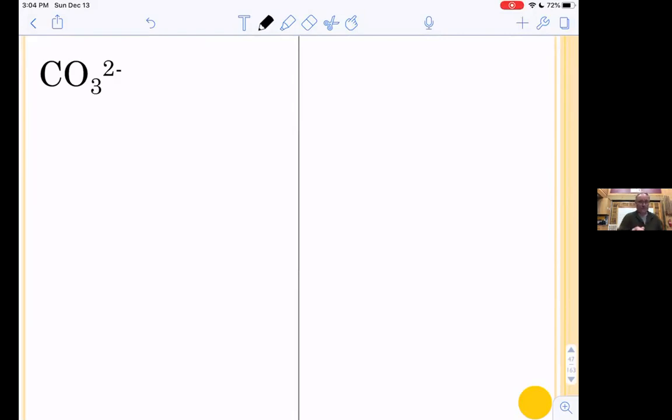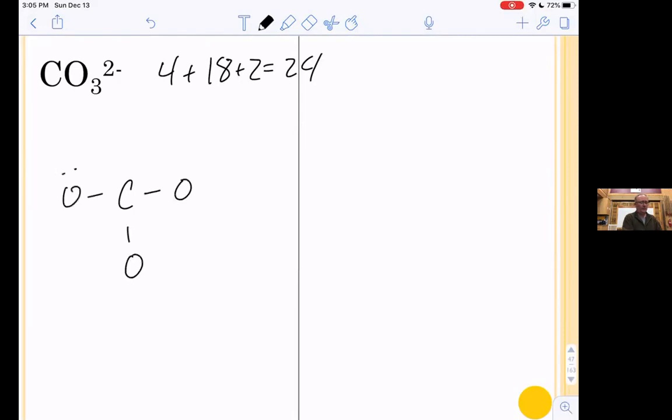Okay, so assuming that you did that, I've got 4 plus 3 times 6, that'd be 18, plus 2 additional from the charge would be 24. So I'm going to have a carbon in the center and oxygens around the outside, and it would look like this. Now you can't stop there. That's 24 electrons, but don't do that. Make sure you give everything 8, like the rule said, then go back and check how many you have. Well, this has 26.